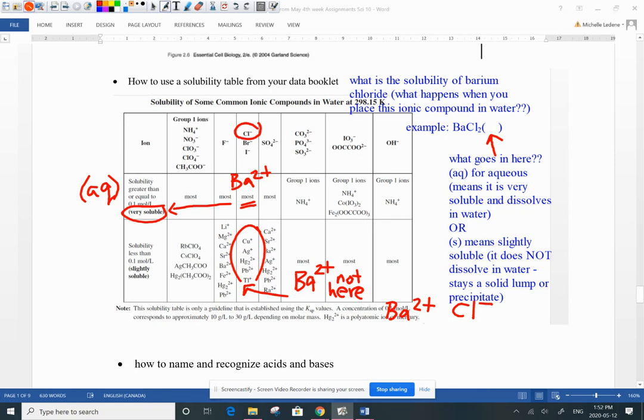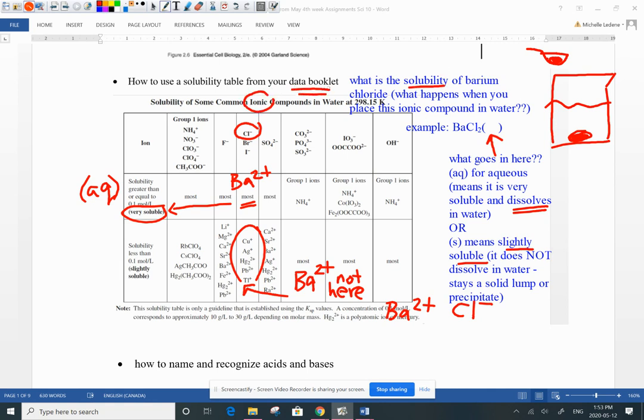So if I'm going to dissolve something, let's say I have some barium chloride and I've got a little spoonful of barium chloride and it's a solid, right? And I'm going to dump it in some water and then I'm going to stir it and I'm going to look and see, is it going to become aqueous? Does it dissolve in water and it goes clear and I can't see it anymore? Or is it only slightly soluble? It doesn't dissolve and it just stays a solid clump. Which one is it? So to do that, I use my solubility table for ionic compounds.